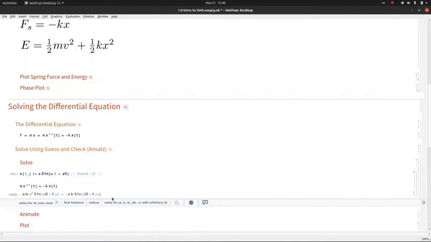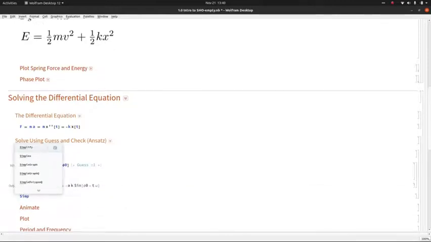And you can see this kind of looks like it's what we want. Maybe it's got a sine of phi plus t omega. Not really sure if that's the right equation. So let's simplify that a bit. We're going to use a command called Simplify.